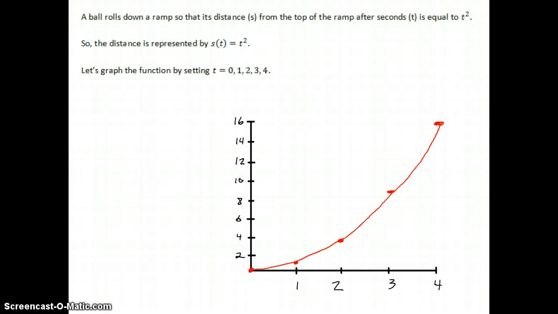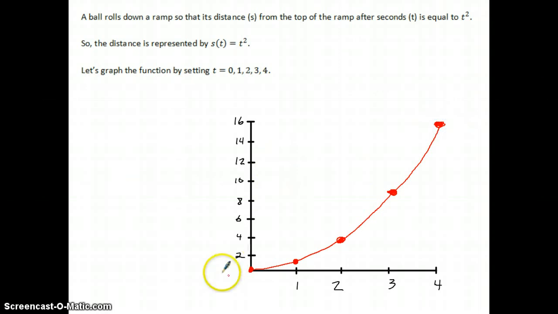Let's graph the function with these certain time values. The first one, we have a 0, and so we plug in 0 into the t spot, and we have a 0. When x is 0, y is 0. Or I should say when t is 0, the distance is 0. And we plug in a 1, 1 to the power of 2 is 1. We plug in a 2, 2 to the power of 2 is 4. We plug in a 3, 3 to the power of 2 is 9, and then we plug in a 4. 4 to the power of 2 is 16.